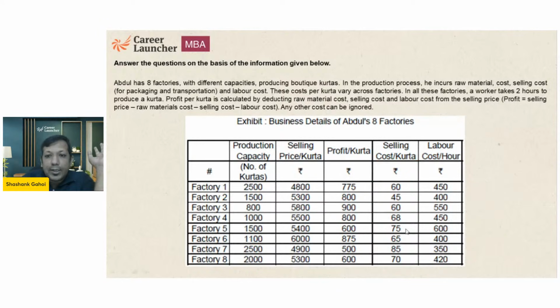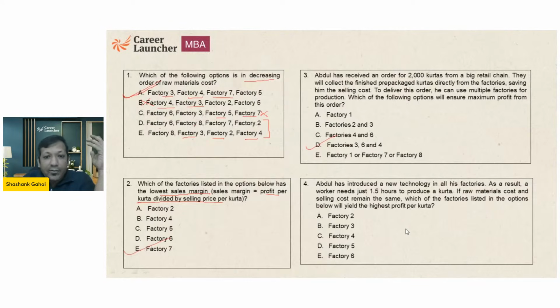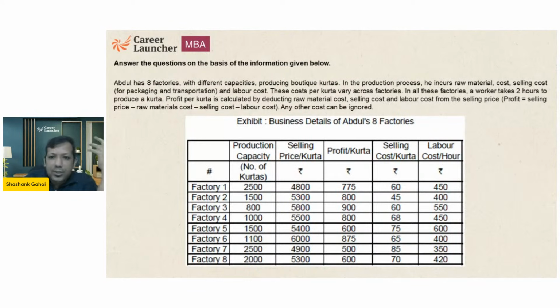So it means he's saving 0.5 hours of income. Which factories are we talking about? 2, 3, 4, 5, 6. So I'm only going to calculate for 2, 3, 4, 5, 6. Okay. Half an hour's cost is 200. So 800 plus 200, his total profit is going to be 1000 over here. Then 550, half of 550 is going to be what? 275. So it is going to be 1175.